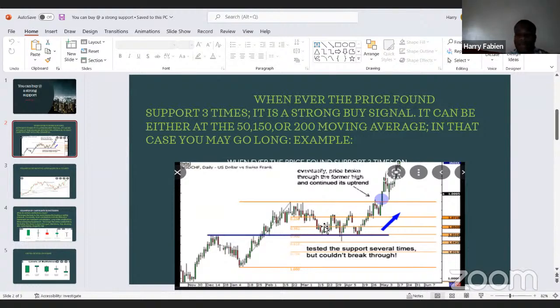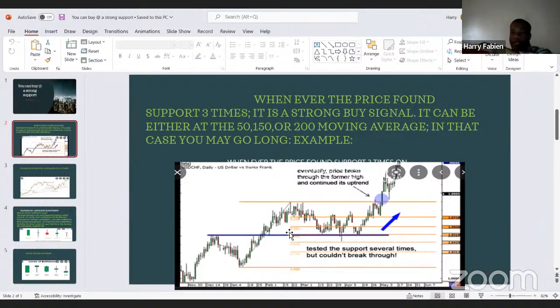So what I mean by that, we have what you call resistance and we have what you call support. The resistance is at the top and the support is at the bottom. But today, we're just going to talk about the support. In the stock market, the price always goes up and down, up and down. So this is the support here.